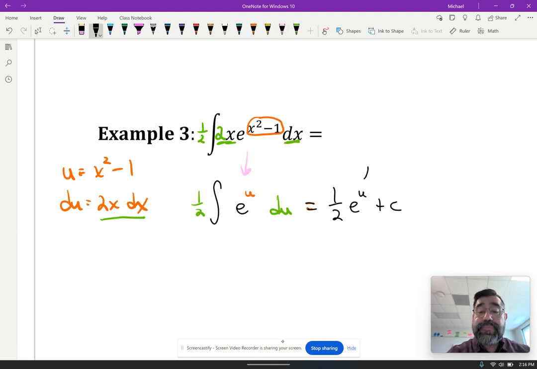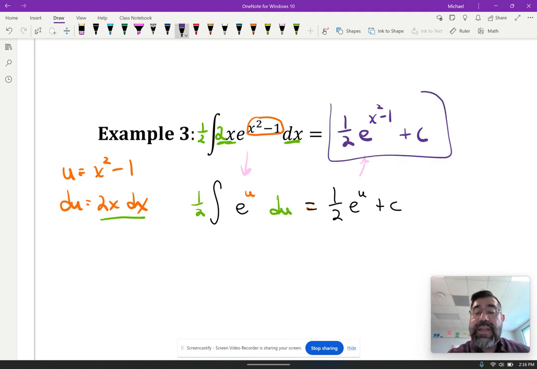But now let's put it back in terms of x's. So that would be 1 half, let me do it in purple because I did the other one in purple, 1 half e to the x squared minus 1 plus c. Where did this come from? Oh, that's what u was worth. U was equal to x squared minus 1, so I just replaced it back, and now my answer is complete. So the antiderivative of this original integral is 1 half e to the x squared minus 1 plus c. And that's it.